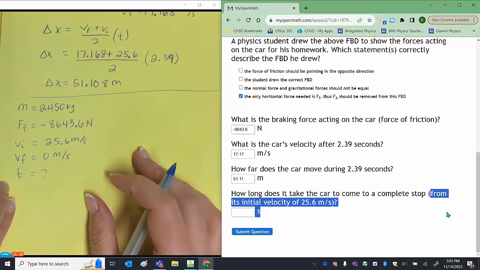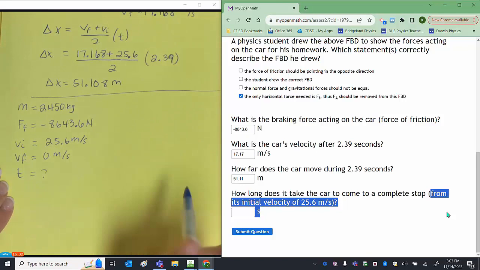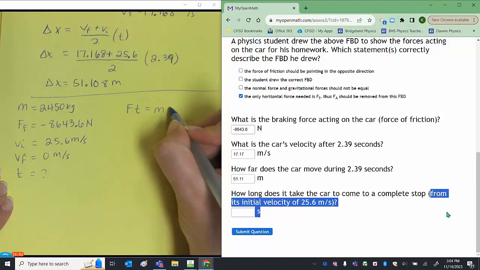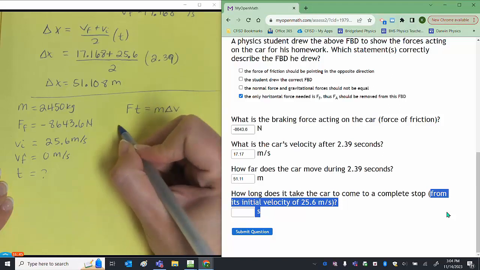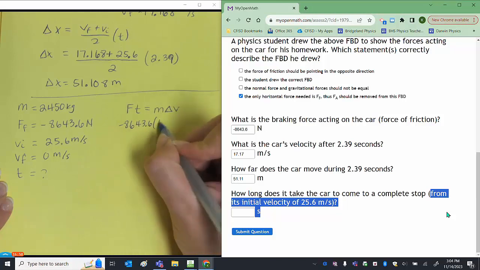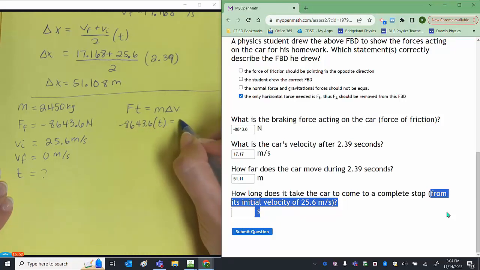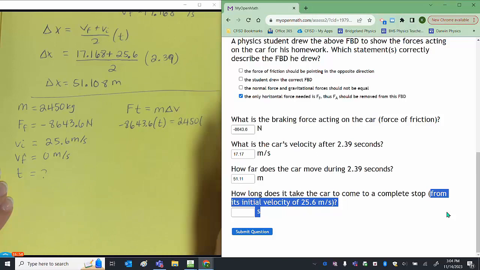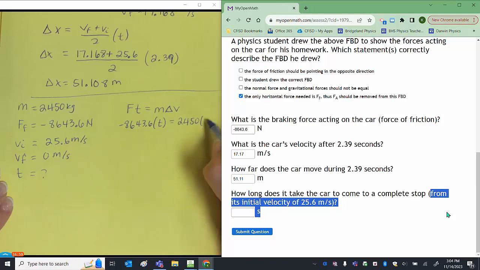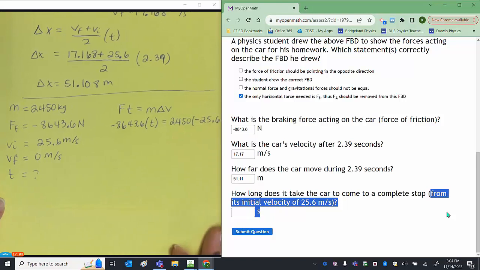Again, there is more than one way to do this. I could, once again, find that acceleration and then find the time using kinematic equations, or I can do the same thing I've been doing and use this one. F times t equals m times delta v. My force, again, is negative 8,643.6. I'm looking for the time it takes to stop. My mass is 2450, and the change in velocity is final minus initial. If you go from 25.6 to 0, that's a change of negative 25.6. Okay, and so this is what we're going to put in the calculator.